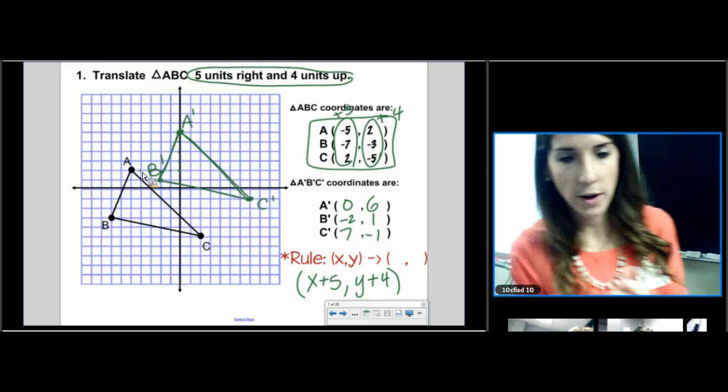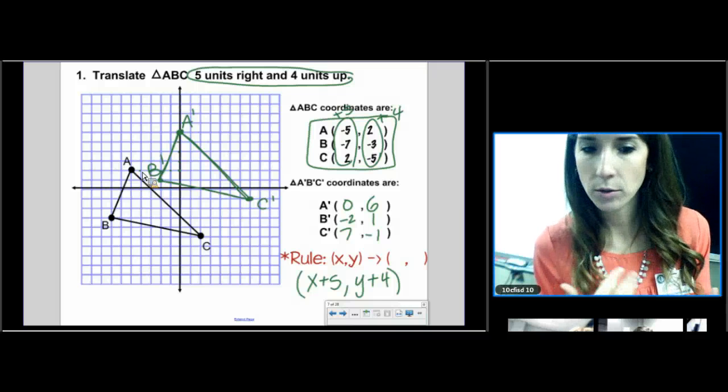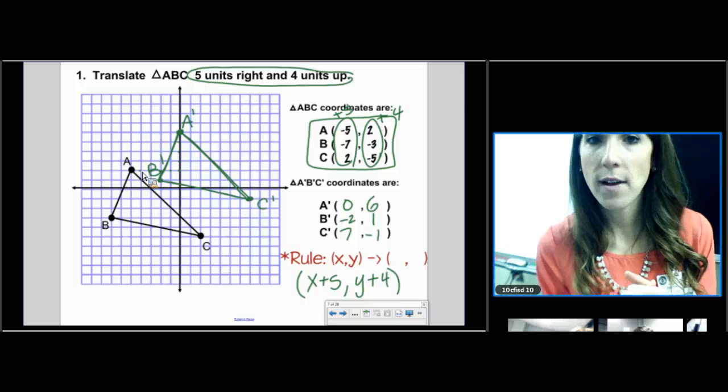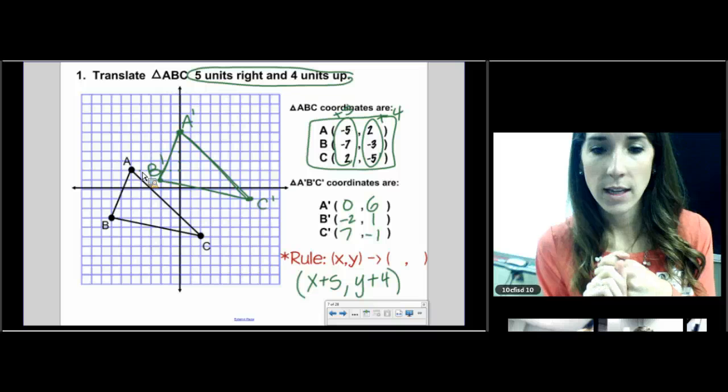Remember, when you translate a figure, the image is going to be congruent to the pre-image because you are moving all the points in the same direction and the same distance. Same distance, same direction.